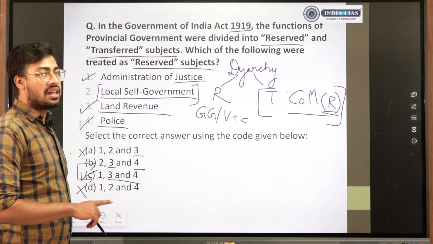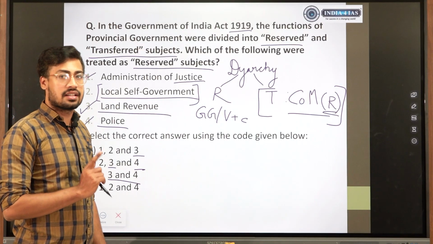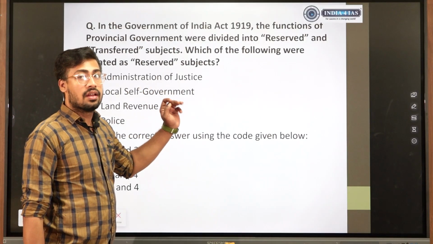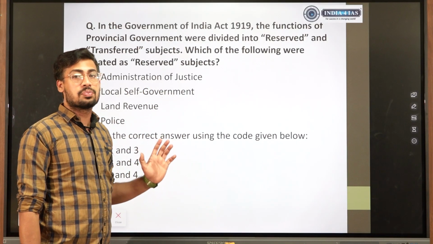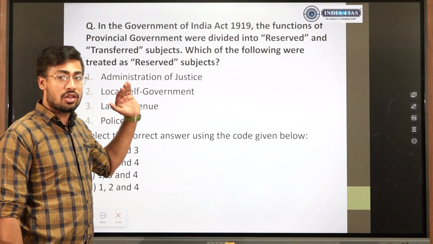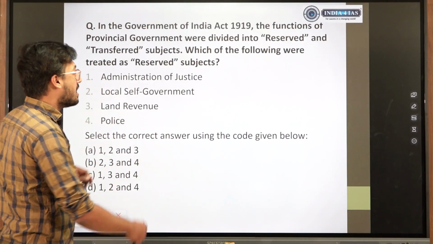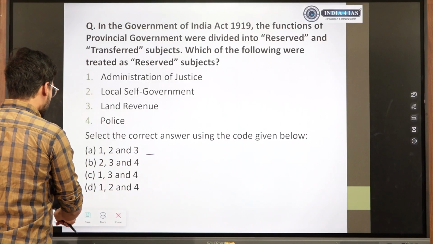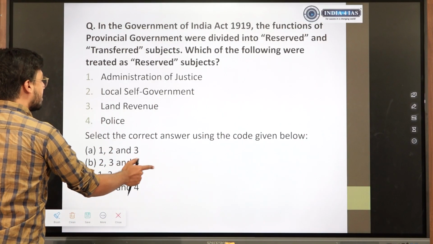If we think this way, at exam level we could have got this question correct. Now that they have mentioned these subjects, in subsequent years we could expect a question where they directly give the subjects as options and ask which of them would come under transferred subjects. Here they asked reserved, so transferred can also be asked. Let us just have a brief look.